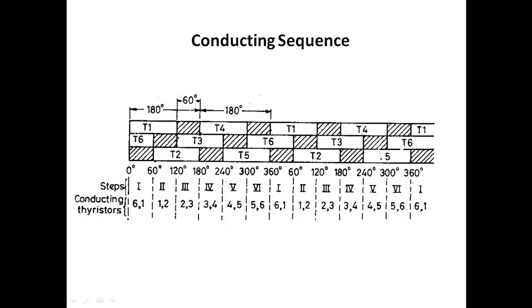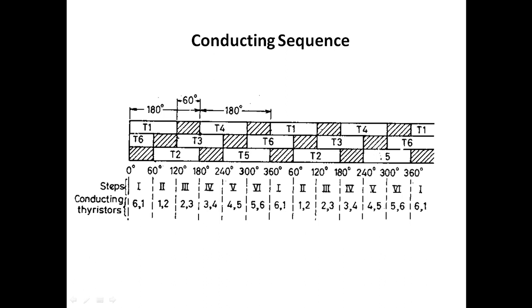The T5, the positive group, will start conduction at 240 plus 120, that is 360 degrees, and the next 60 degrees will be a zero conduction period. Before this also there is a zero conduction period for 60. So T2 will conduct from 60 to 180 degrees. For each step we will have 2 SCRs conducting at a time, one from the positive group and another one from the negative group.